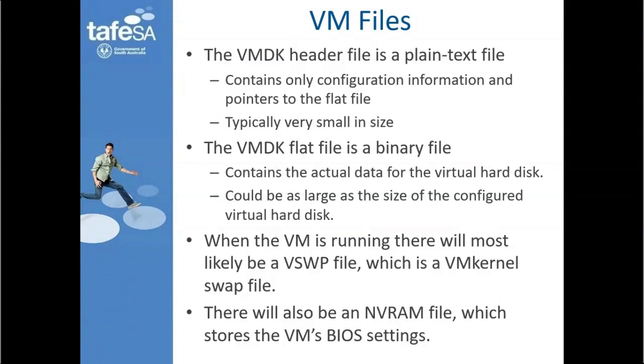When the VM is running, there will most likely be a virtual swap file, a VSWP file, which is a VM kernel swap file.